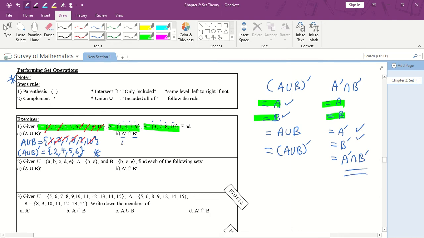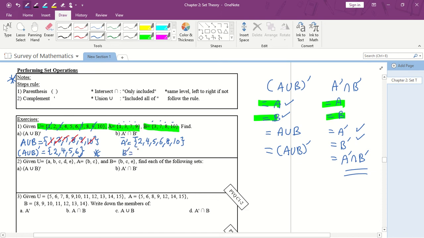So, what is A prime here? Let me just erase this one so that it will not confuse us. A prime is the things that are not in A. So 1, 3, 7, 9. Let's cut them off. If we cut 1, 3, 7, 9 out, it will leave 2, 4, 5, 6, 8, 10. And now we find what is B prime.